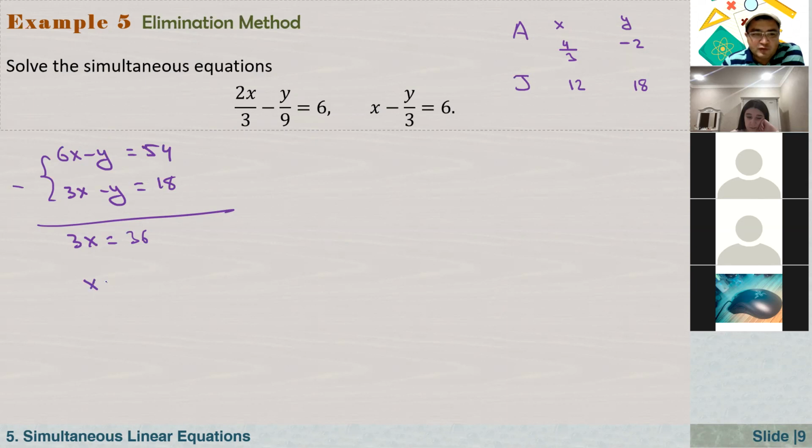So x equals 12, which means yours is correct. Now, if I substitute into the second equation, that's the first step. The second step is 12 minus y over 3 equals 6. Now from here, y is equal to 18.